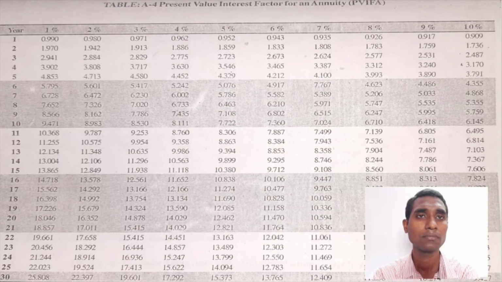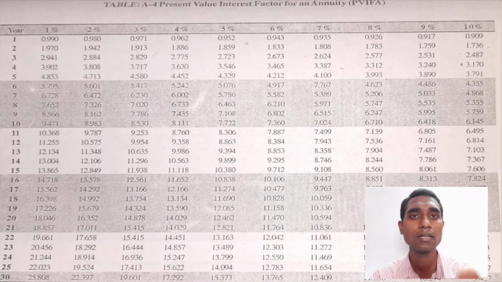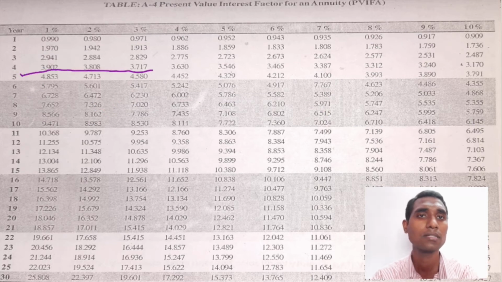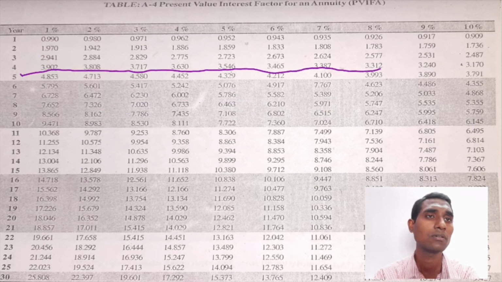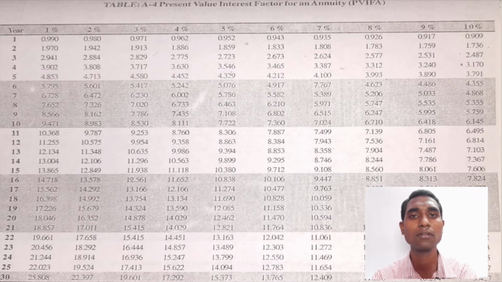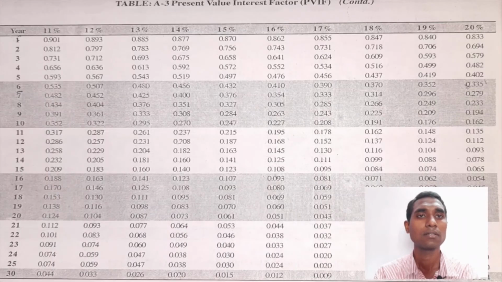I will show you the A4 table. You can see the A4 table, the 4 years row. In the 10% column, it is 3.170. That is the reason I took this 10%.